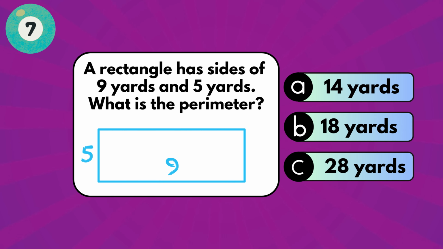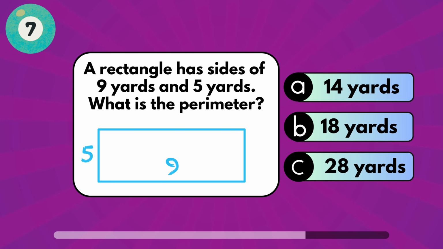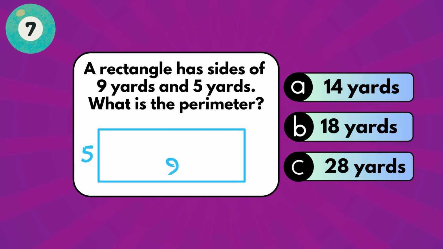Next question. If a rectangle has sides of 9 yards and 5 yards, what is the perimeter? Right again. The answer is C, 28 inches.